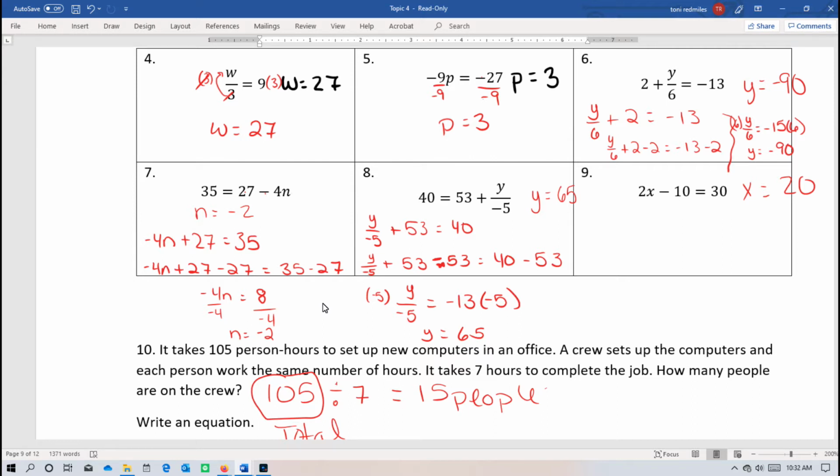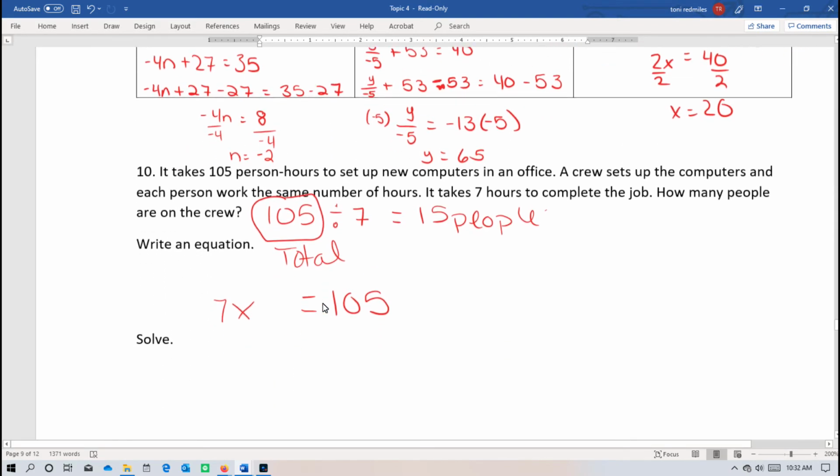All right, one more and then that word problem. So this one's already set up pretty nicely. If I want to get rid of the 10, which is subtracting the x, I'm going to have to add. And what I do to one side, I have to do to the other. That goes to 0. 30 plus 10 is 40. Now I got to divide both sides by that 2. And 2 goes into 40 20 times. X is 20.